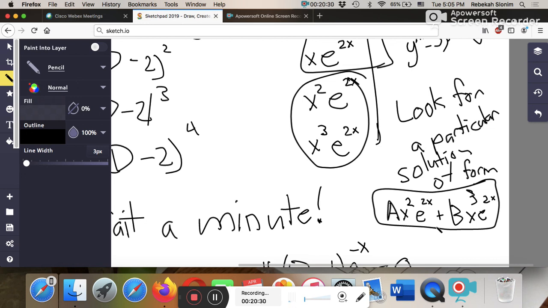I might do a video later about how to find annihilators of specific types of functions, but for now I'm going to stop here.